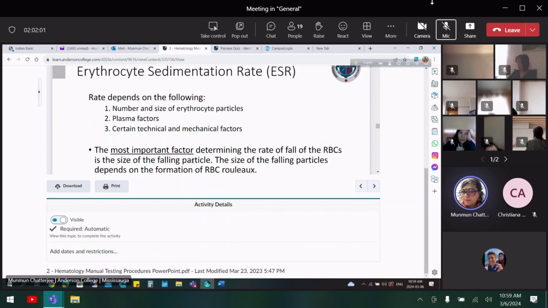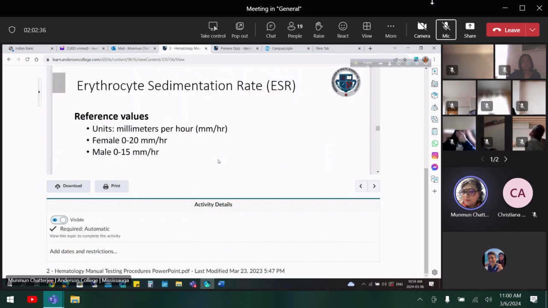So the rate depends on the following: the number and size of the erythrocyte particles. Heavy ones are going to go first. Microcytosis is going to go less. Plasma factors, because they are floating there, depending on the plasma proteins. If there is a problem in the RBC, they become stuck together, or they can free flow and go down. Certain technical and mechanical factors.